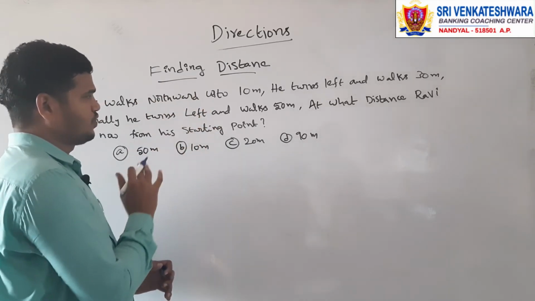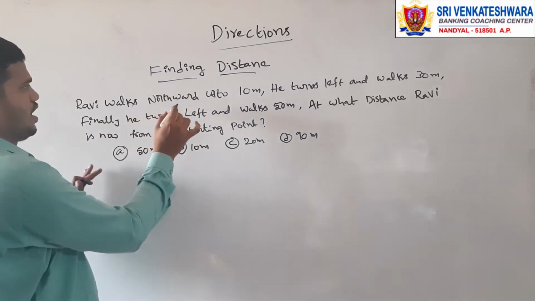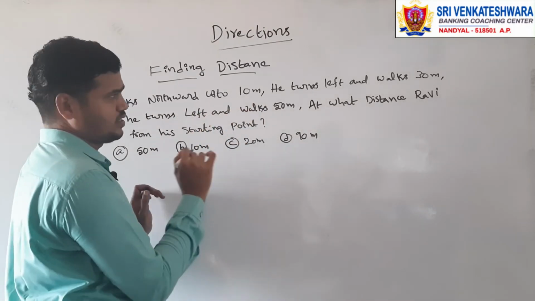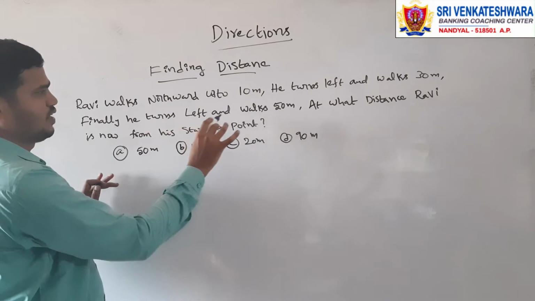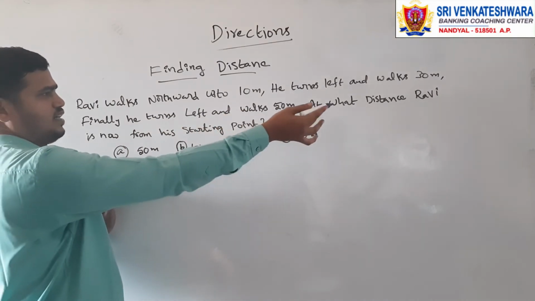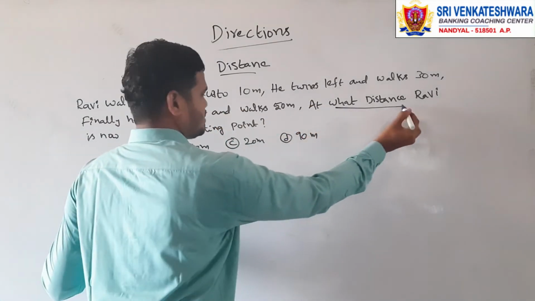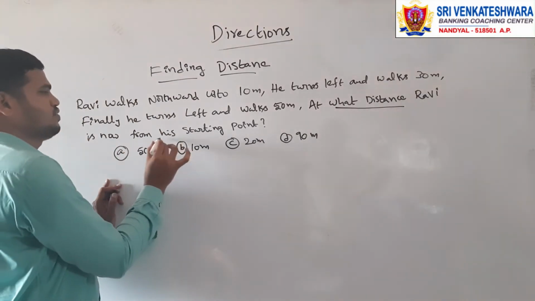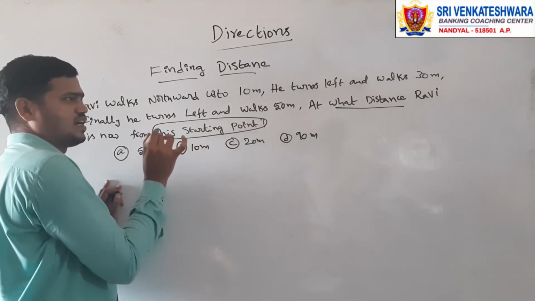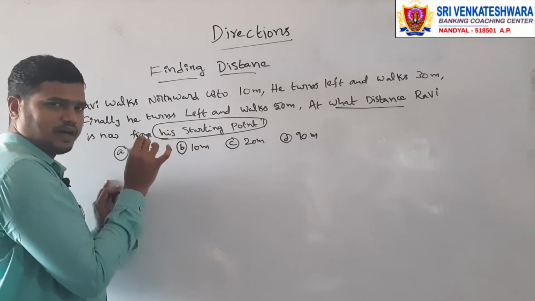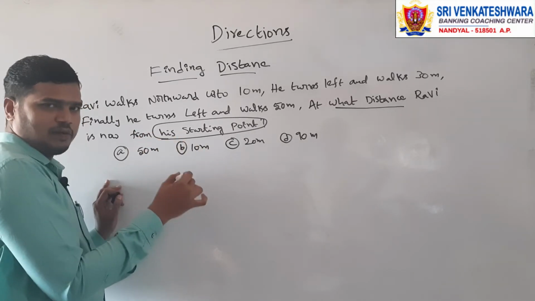Now see the question. Ravi walks northward up to 10 meters. He turns left and walks 30 meters. Finally, he turns left and walks 50 meters. At what distance is Ravi now from his starting point? This is very, very important. From where are they asking the distance? From the starting point or from the final point?